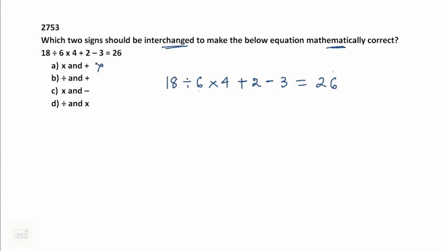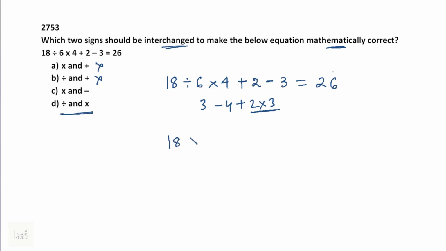Divide and plus: if I add up here, 4 divided by 2 would be again half, into 6 would be 3. 18 plus 3, it's not 26. Multiplication and subtraction: 18 by 6 would be 3 minus 4 plus 2 into 3, 6 plus 9 is not 26. We are left with only this option.